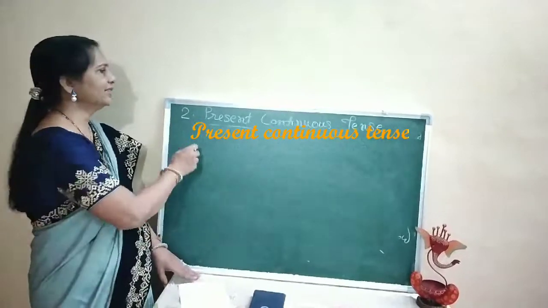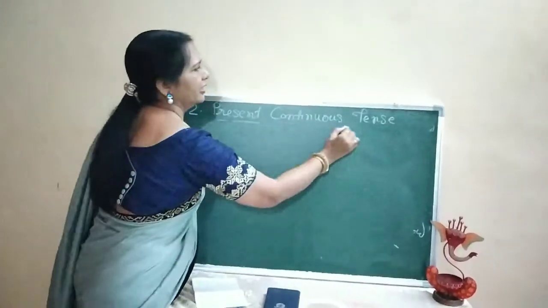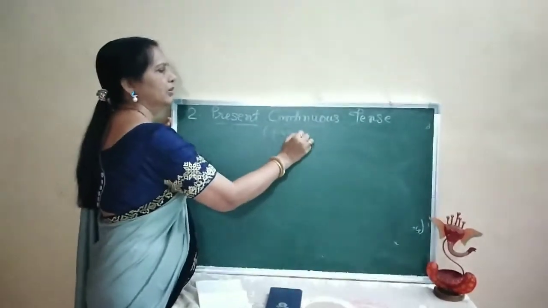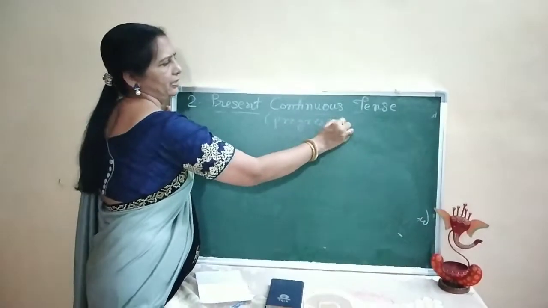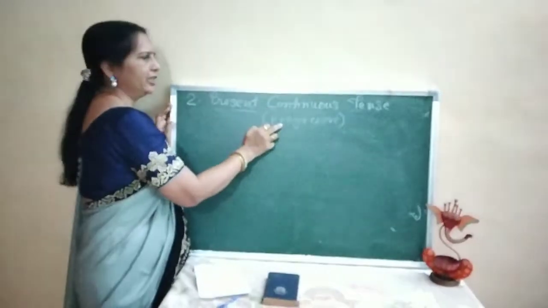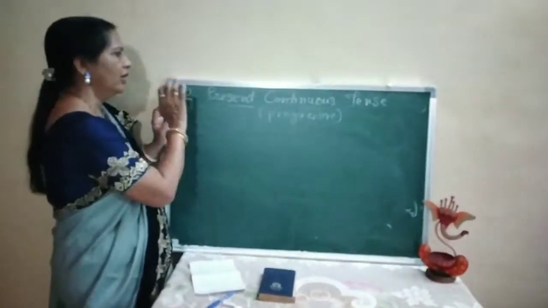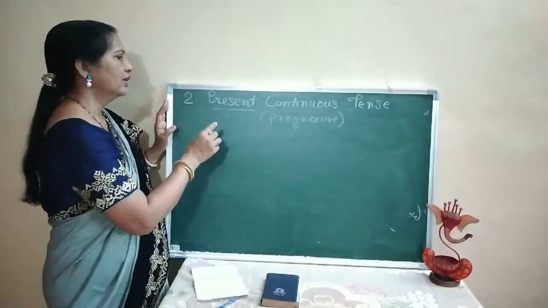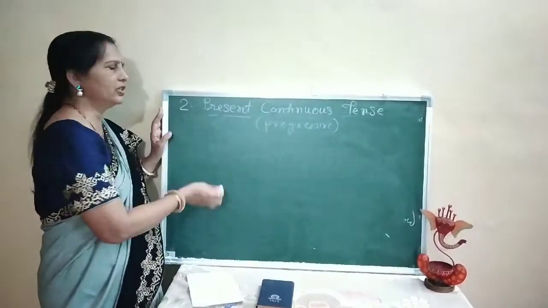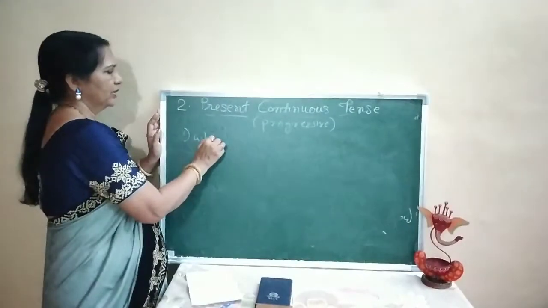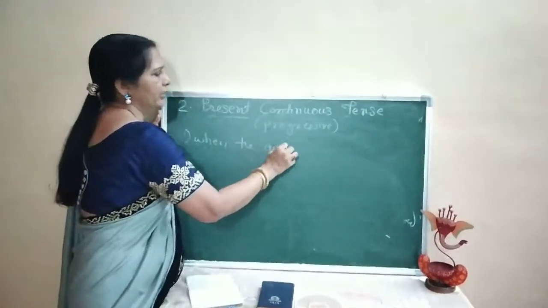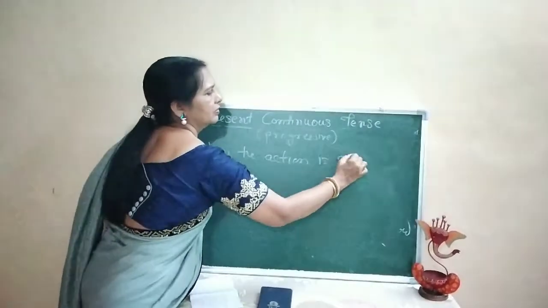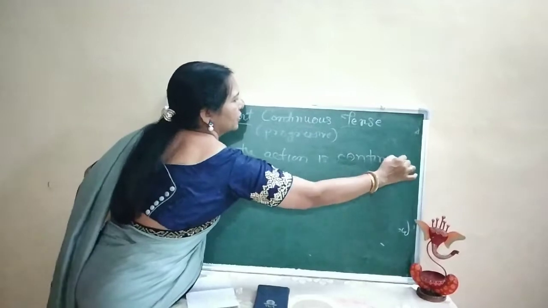We are to the second tense, that is present continuous tense, which is also called present progressive tense. The word continuous or progressive, both may be used. Now, present continuous tense is used when the action is continuous at the time of speaking.